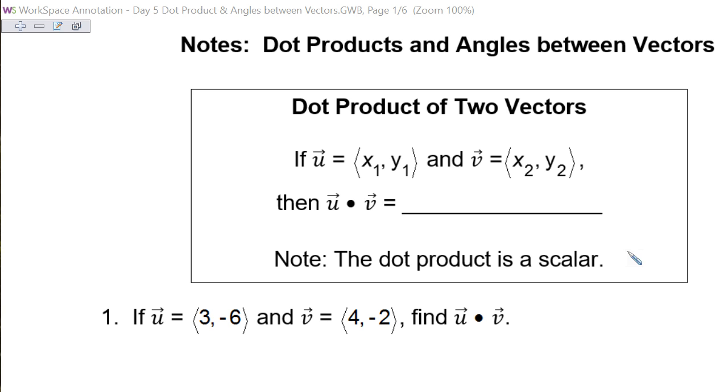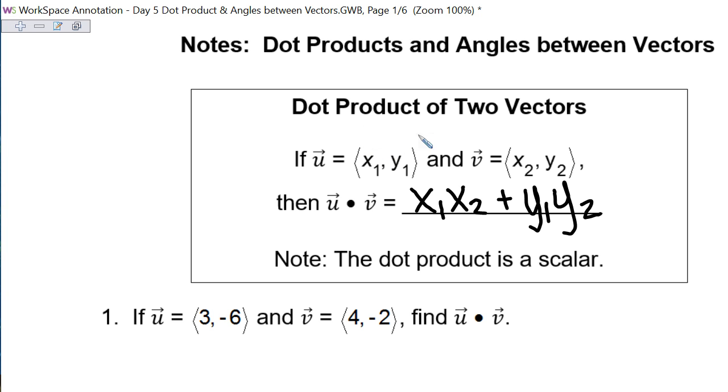Okay, last lesson. So, dot product and angle between vectors. That first formula in that first text box is called the dot product formula. You'll need to memorize it for your test this Thursday. If vector u is in component form with x1, y1, and vector v is in component form with x2, y2, then the product of vector u times vector v is just x1 times x2 plus y1 times y2. And you'll need to memorize that formula.